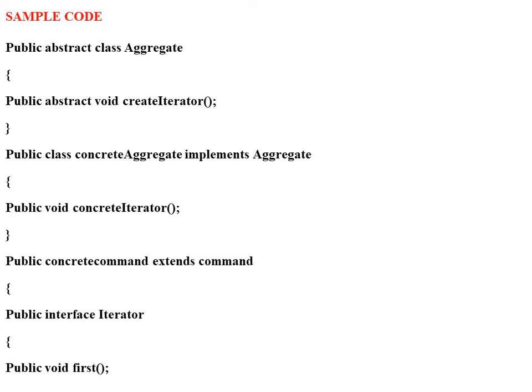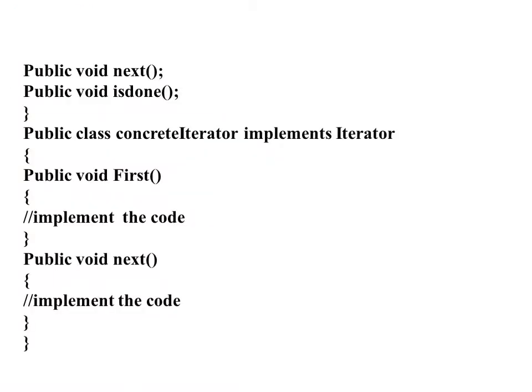Next, coming to the sample code. The main abstract class is the aggregate class, with a public abstract method for creating an iterator. The concrete aggregate implements aggregate, with a method returning a concrete iterator. Again, the concrete iterator extends the main iterator class. The methods are called public void first, public void next, and public void isDone. All this comes under the sample code.